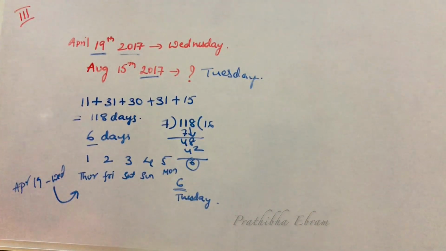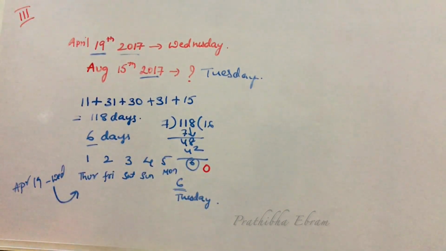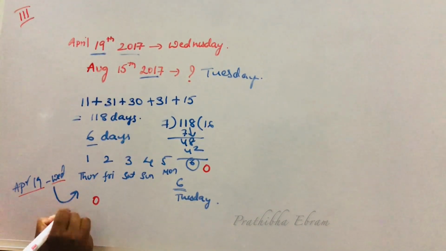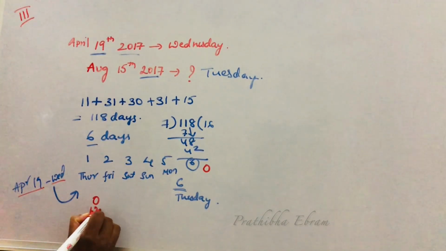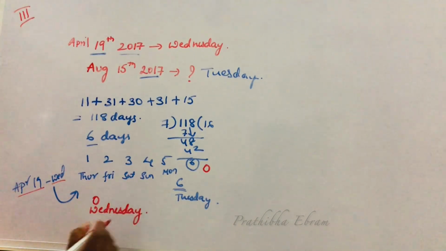Okay. Now, let's say we got 0 as remainder. Then we have 0 days, right? Now, if it is Wednesday, then our next day would also be Wednesday here.